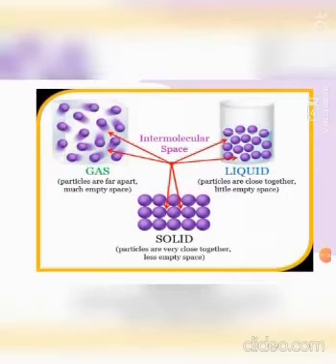Now let us see what is meant by intermolecular space. Here you can see in between the molecules there are some spaces, right, and these spaces are said to be intermolecular spaces. For gas there is a lot of space, for liquid there is less space, and for solid there is very little space in between the molecules. So gas molecules are far apart with much empty space, and liquid molecules are close together with little empty space. In solid, particles are very close together with less empty space.